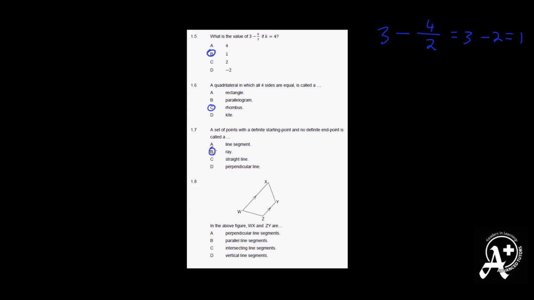So we can think about a ray of sunshine, because we know a line segment will have a starting and end point. So, a straight line and a perpendicular line. So we've got a ray.